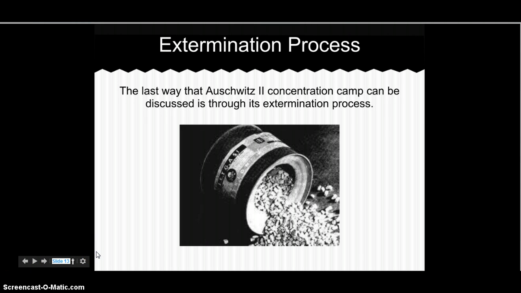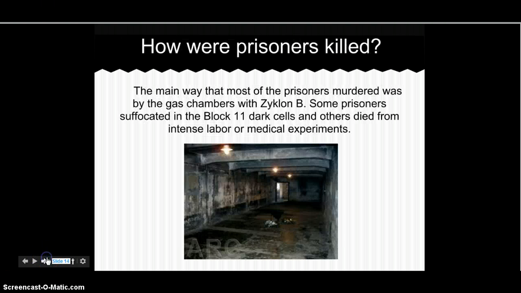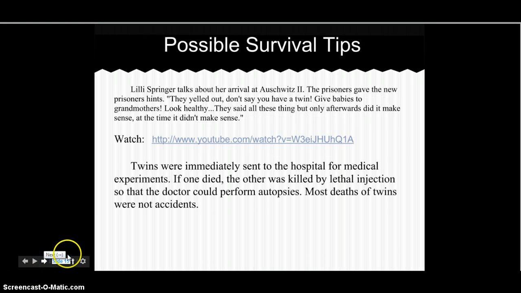The last way that Auschwitz II concentration camp can be discussed is through its extermination process. This is the Zyklon B gas tablet can, and those are the Zyklon B gas tablets. How were prisoners killed? The main way that most of the prisoners were murdered was by the gas chambers with Zyklon B. Some prisoners suffocated in the Block 11 dark cells, or others died from intense labor or medical experiments. In this video, Lily Springer will talk about her arrival at Auschwitz II.